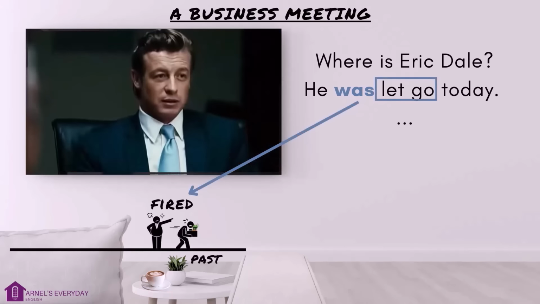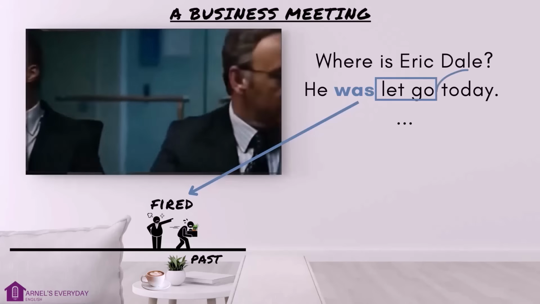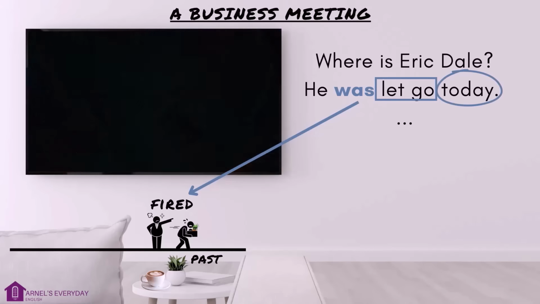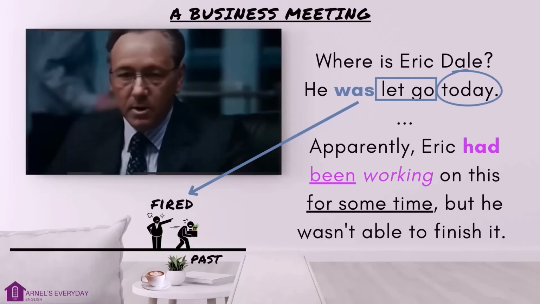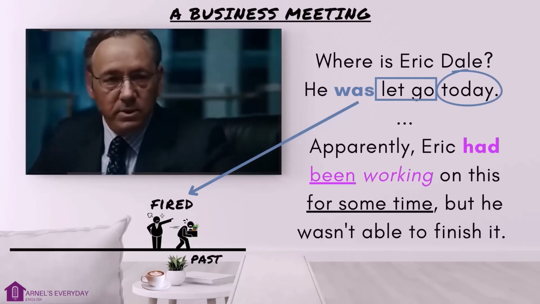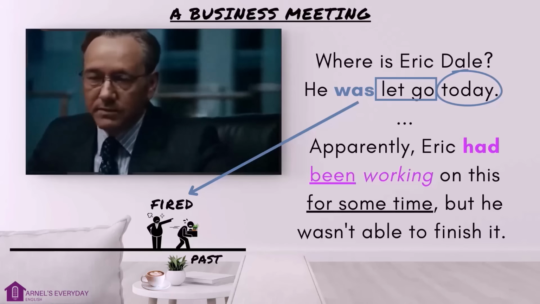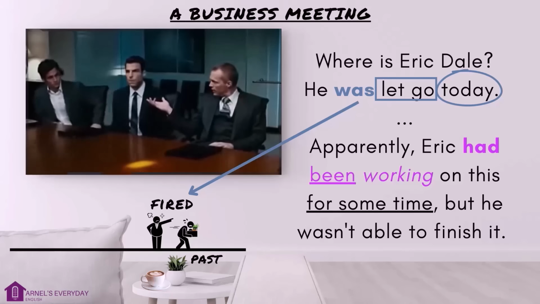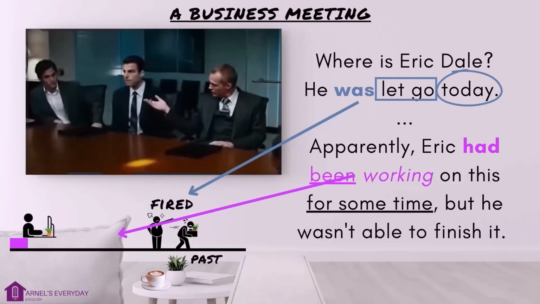Eric Dale was fired. Past simple with a specific time. Obviously, today means earlier today. Apparently, Eric had been working on this for some time, but he wasn't able to finish it. So the past perfect continuous goes up to the moment Eric was fired.